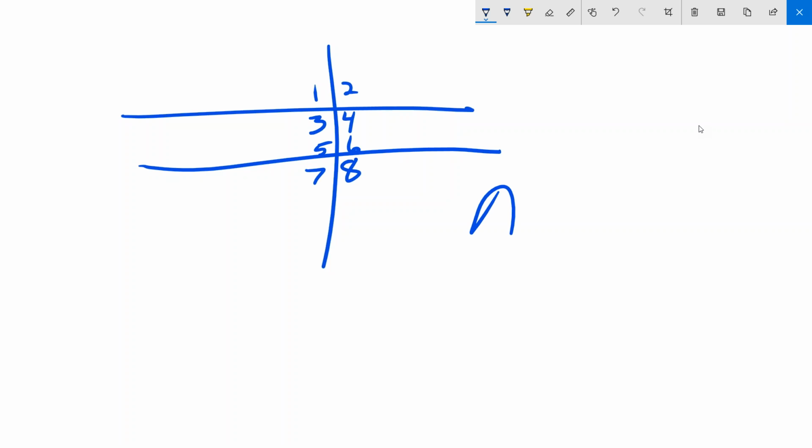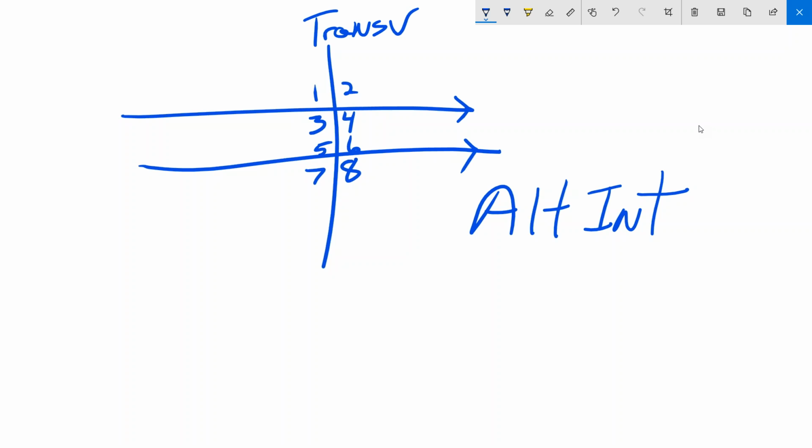Alternate interior angles are equal. Tell me which 2 angles are alternate interior. Alternate means they're on opposite sides of the transversal. Isn't it 1 and 4? No. And interior means they are between the 2 parallel lines. Which 2 angles are on opposite sides of the transversal? There's your transversal. And inside the parallel lines. That's what alternate interior means. 1 is outside the parallel lines. Oh, okay. Isn't it 3 and 6?